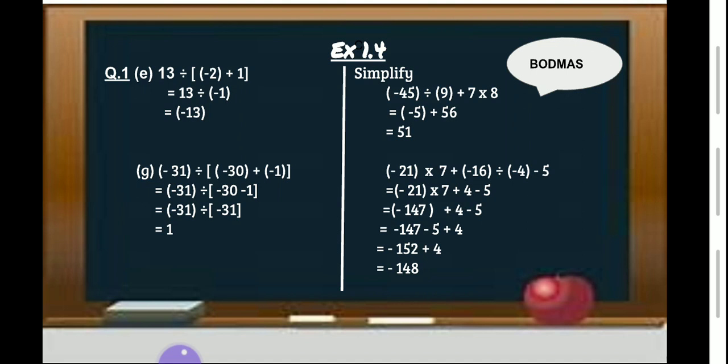Next example: negative 21 into 7 plus negative 16 divided by negative 4 minus 5. First of all we solve the division. Negative 16 divided by negative 4 will give the answer 4. Other terms will remain at their places. Negative 21 into 7 will get multiplied, so we have negative 147 plus 4 minus 5. Now by the rule of integer addition and subtraction, first we combine the two negative integers, which gives the answer negative 152. Then plus 4 gives the final answer negative 148.